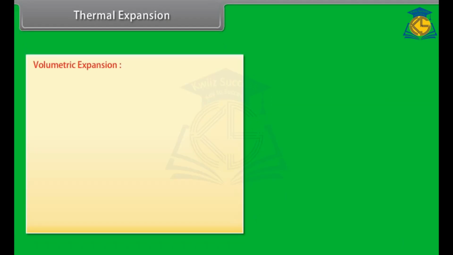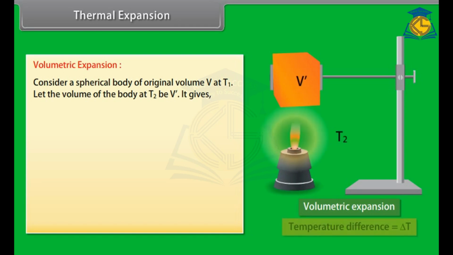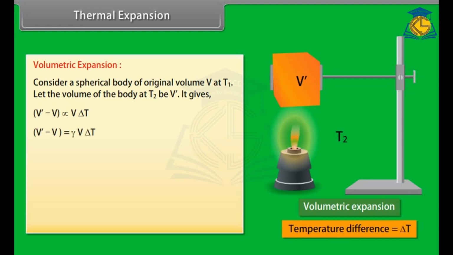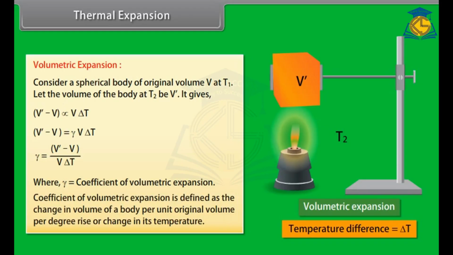Volumetric expansion. Consider a spherical body of original volume V at temperature T1. Let the volume of the body at temperature T2 be V dash. It gives V dash minus V is directly proportional to V delta T, or V dash minus V is equal to gamma V delta T. Value of gamma is equal to (V dash minus V) upon V delta T, where gamma is equal to coefficient of volumetric expansion. Coefficient of volumetric expansion is defined as the change in volume of a body per unit original volume per degree rise or change in its temperature.